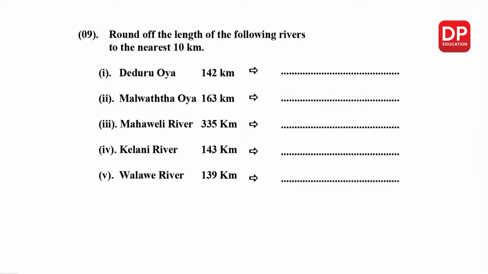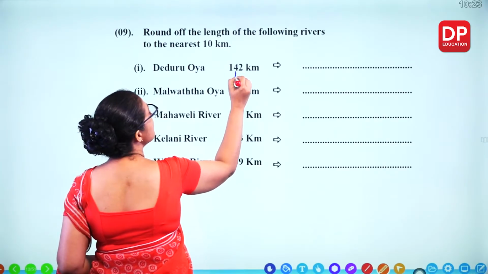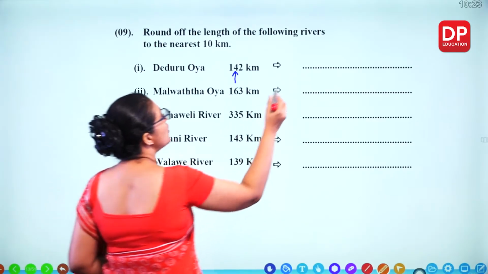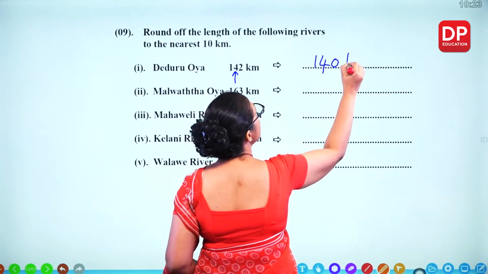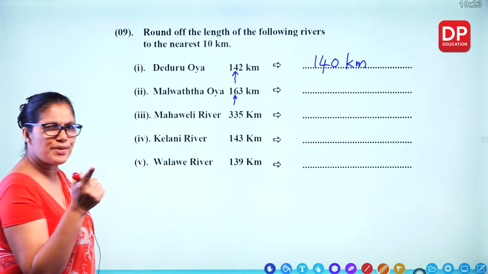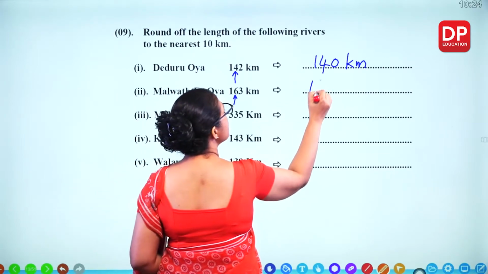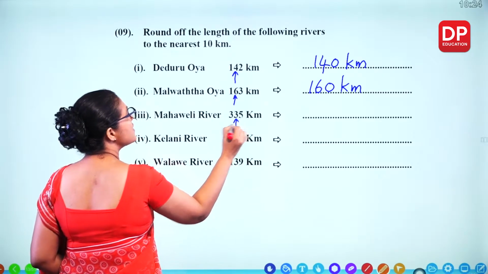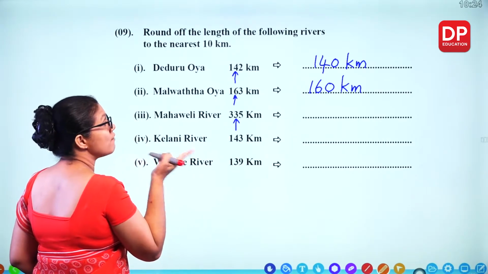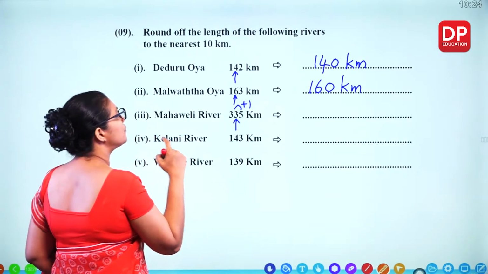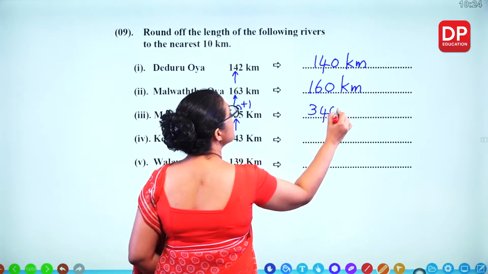Round off the length of the following rivers to the nearest 10 kilometers. So this is this place, 4. Next number is less than 5. So we don't add. So 140 kilometers. This one, 6 is the digit. Next number is 3. We don't add. So 160 kilometers. This one, 3 is the digit. Next number is 5. If it's 5 or more, you add 1 to the number. So 340.